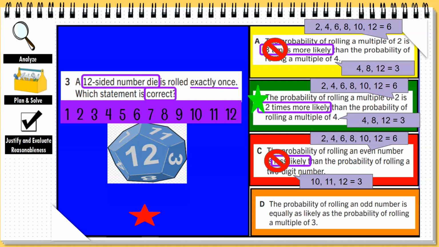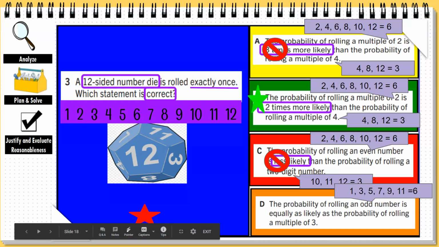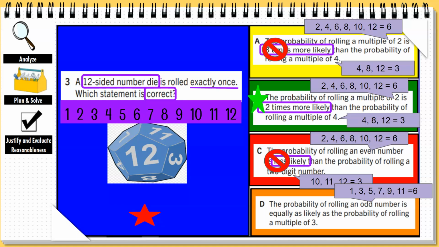So D, the probability of rolling an odd number, well, my odd numbers are 1, 3, 5, 7, 9, 11, which there are 6 of them, is equally likely as the probability of rolling a multiple of 3. Well, my multiples of 3 are 3, 6, 9, 12. So there are 4 of them. Now, there are 6 odd numbers and 4 multiples of 3. Those two are not equal. If anything, there are more odds than there are multiples of 3. So again, an incorrect statement.